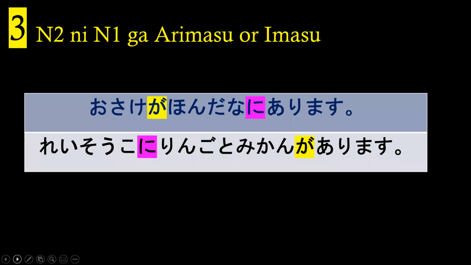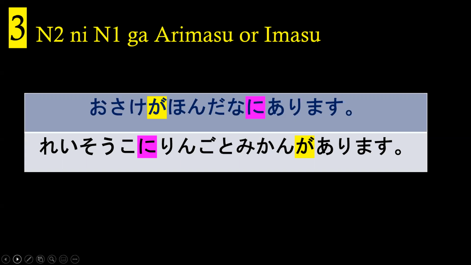Okay? So let's move on to particle or item number 3. Item number 3 is pretty easy. Madali lang siya. Okay. N2 ni, which refers to the place and where the object exists. N1 ga. Ibig sabihin, this is the object or a person, a thing that we are trying to highlight as something that exists or something that is currently existing or possessing or having. Okay. So example, osake ga hondana ni arimasu. There is a wine or a sake in the bookshelves.